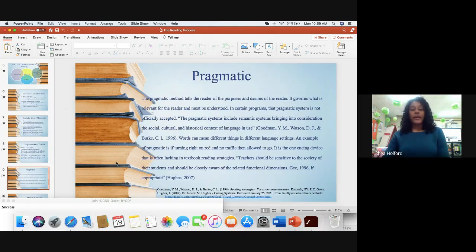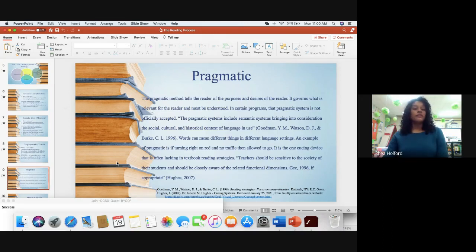So we have pragmatic. The pragmatic method tells the reader of the purposes and desires of the reader. It governs what is relevant for the reader and must be understood. In certain programs, that pragmatic system is not officially accepted. The pragmatic system includes semantic systems, bringing into consideration the social, cultural, and historical context of language in use. Words can mean different things in different language settings.